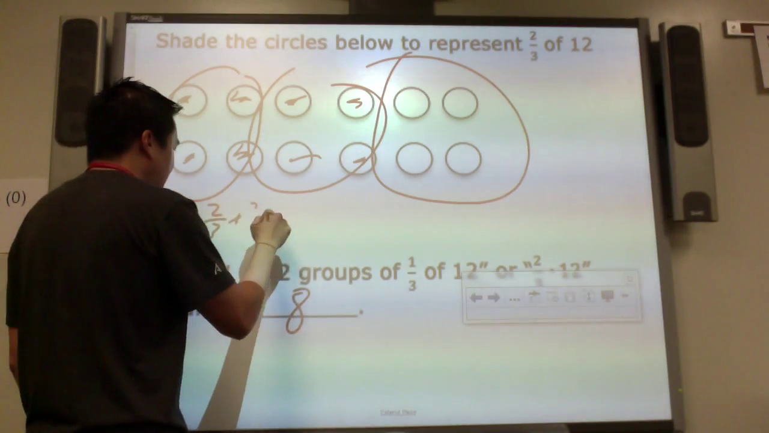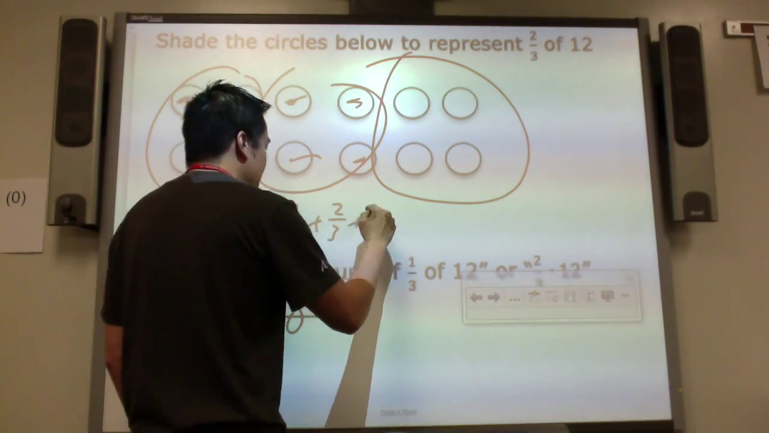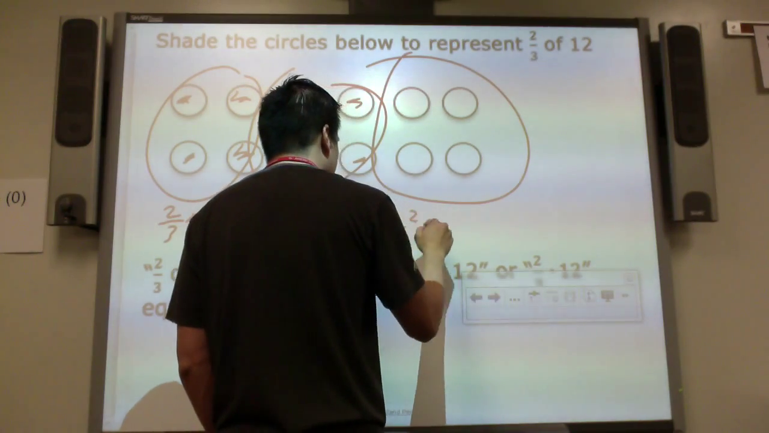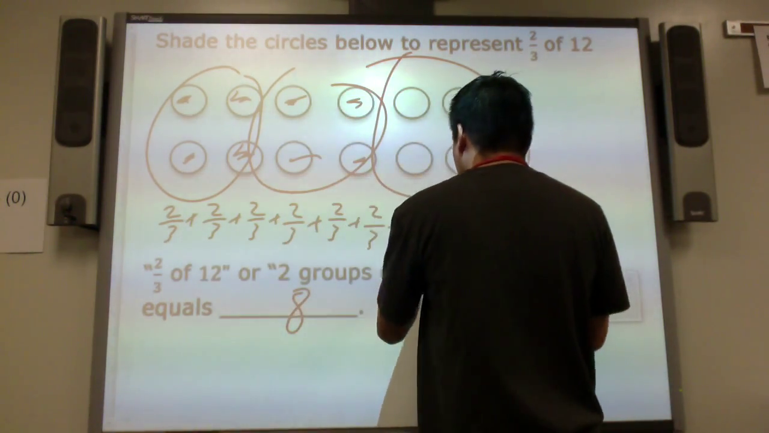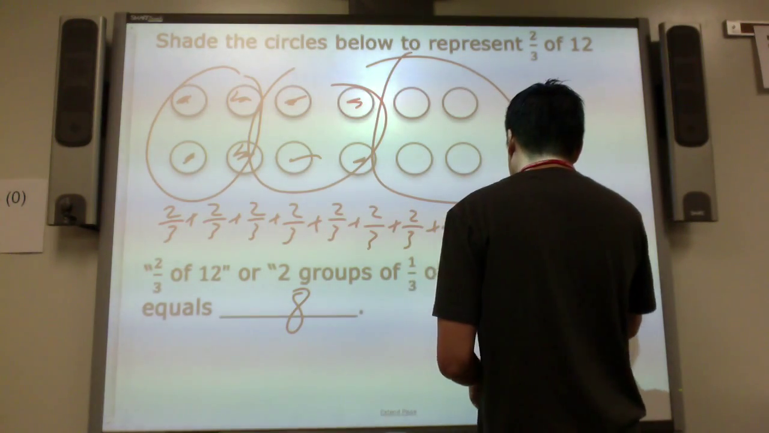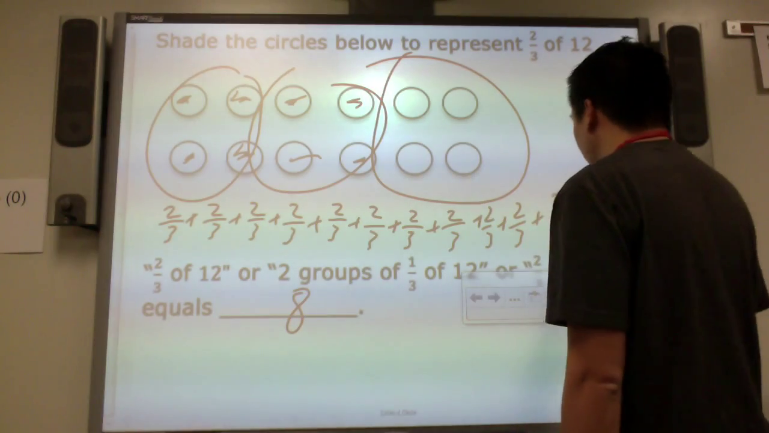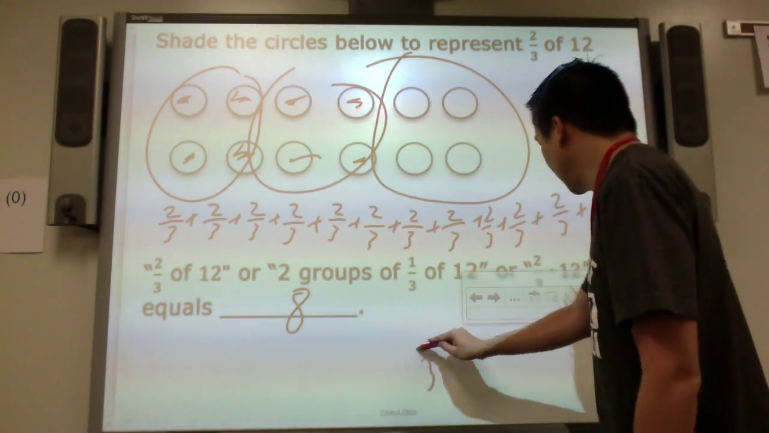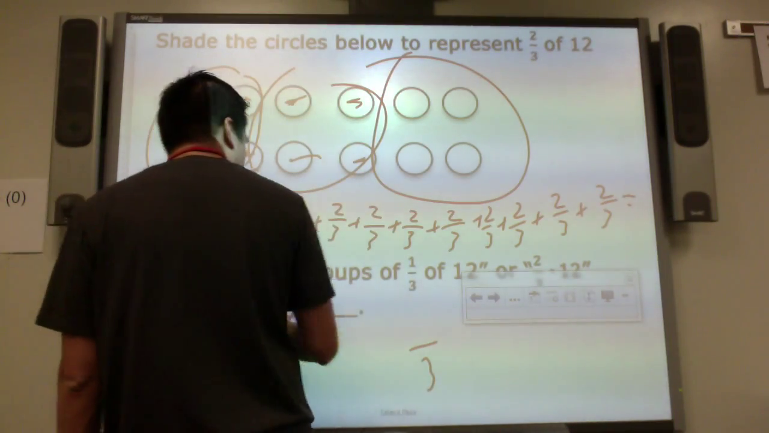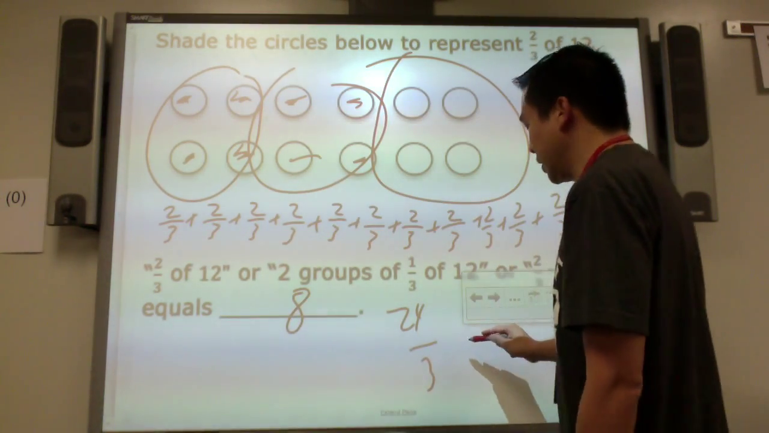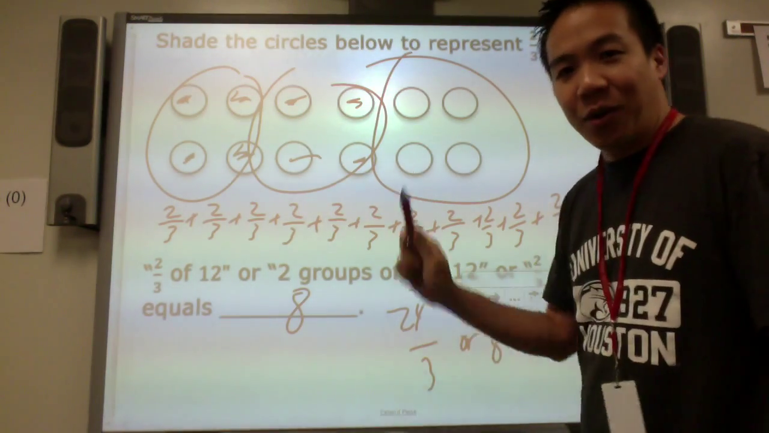So that means I will use repeated addition. I will have to do 12 groups of 2/3. 1, 2, 3, 4, 5, 6, 7, 8, 9, 10, 11, and 12. If you add those all up, you get 2, 4, 6, 8, 10, 12, 14, 16, 18, 20, 22, 24. 24/3 is improper. How many groups of 3 go into 24? 8 times. Hey, it works.